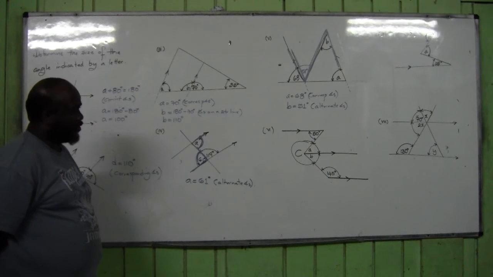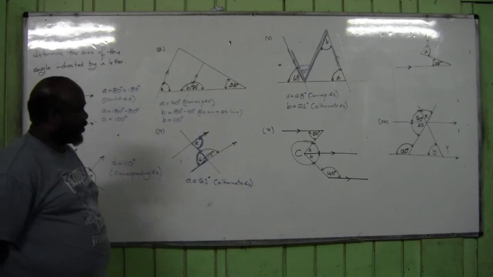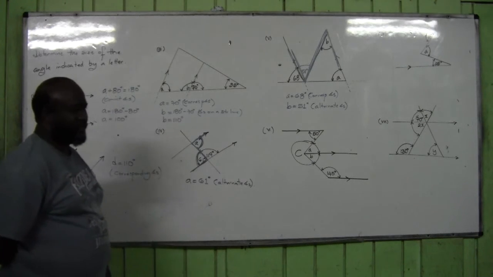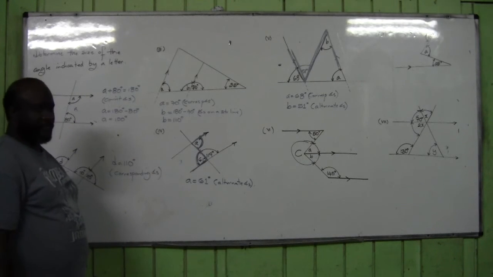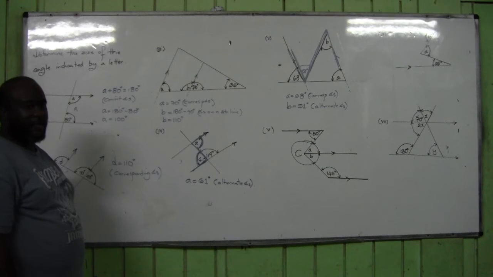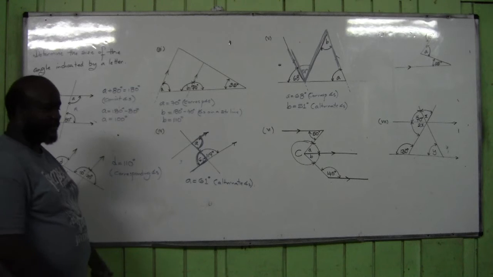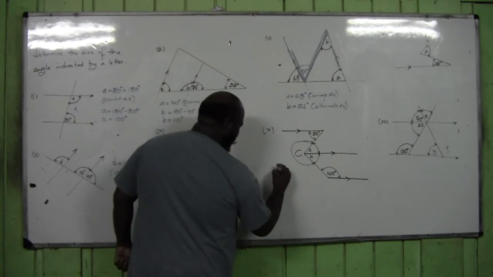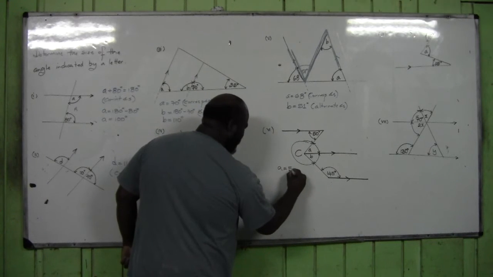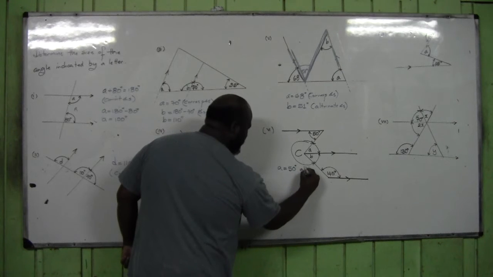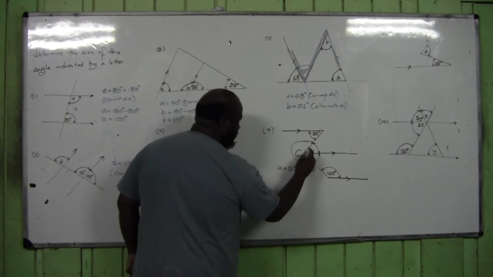Who can tell me for this diagram what is A equal to and give me the reason? A equal to 50. Alternate. Very good. A is equal to what? 50 degrees. A is equal to 50 degrees. Alternate angles. Do you see it?